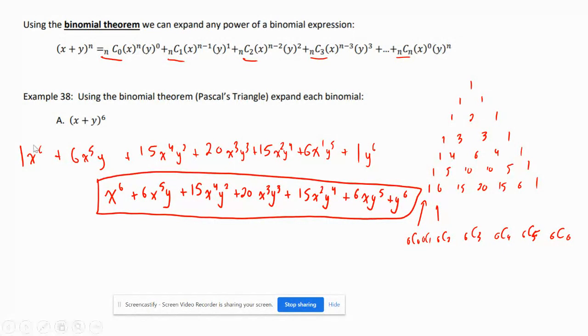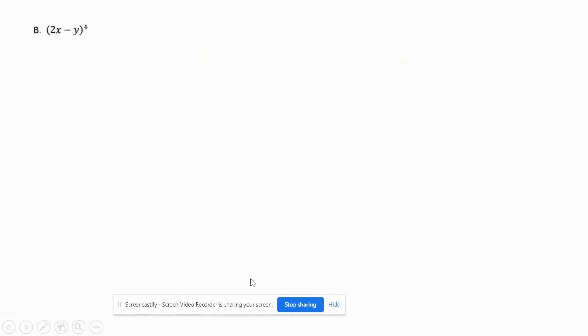Again, once you learn this technique, if you have to expand something like this, it's going to be a much better way to do the question. Next, 2x minus y to the 4th. Guys, you don't need to write this out every time, but I'm going to for this example. We're going to start with the n equals 4 row. This is n equals 1, 2, 3, and this is the n equals 4 row over here. So we have 1, 4, 6, 4, 1.